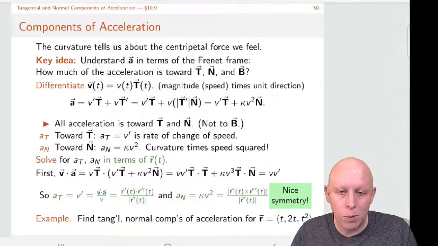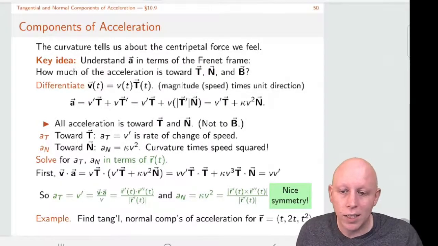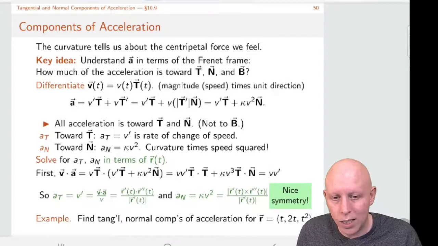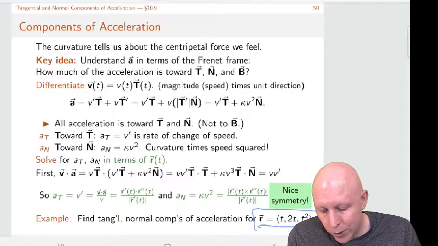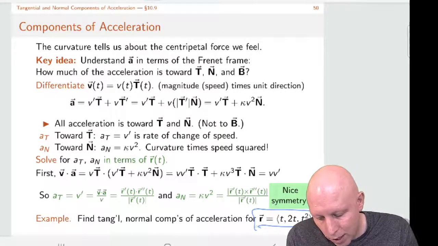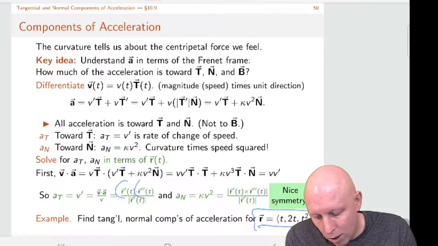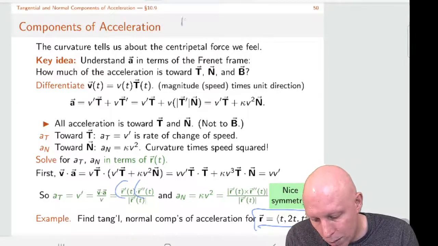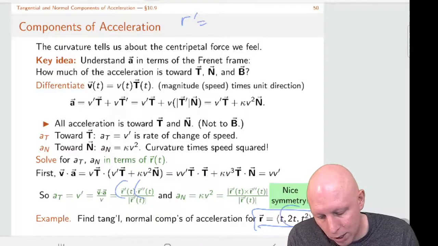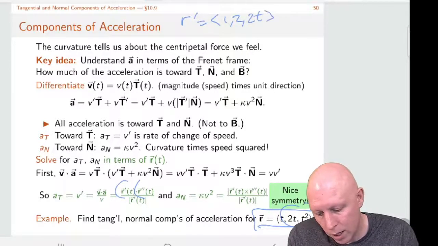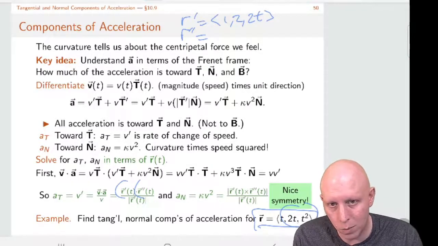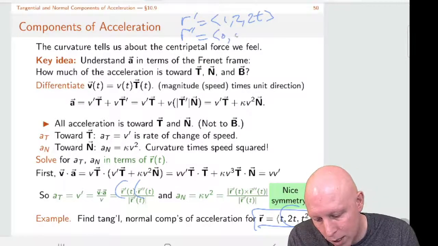So let's do one example here. Let's say we want to find the tangential and the normal components of the acceleration for this function. To do that, we'll need to find r primed, and we'll have to find r double primed. So r primed is equal, what happens when you take the derivative of this? We get 1, 2, 2t. And what's r double primed? It's what happens when you take the derivative of r primed. So you get 0, 0, 2.